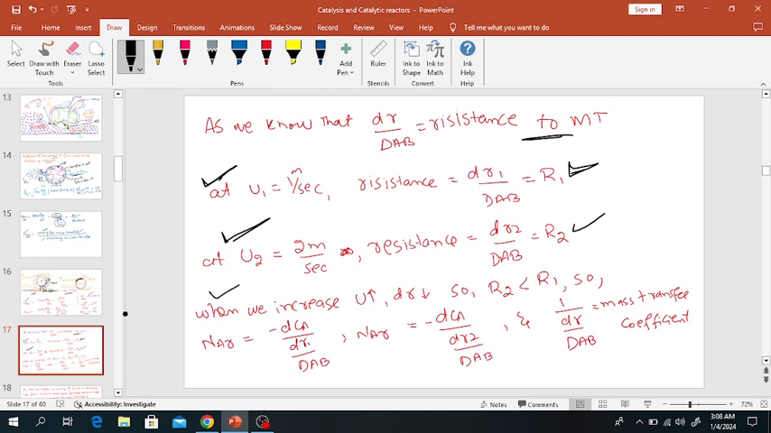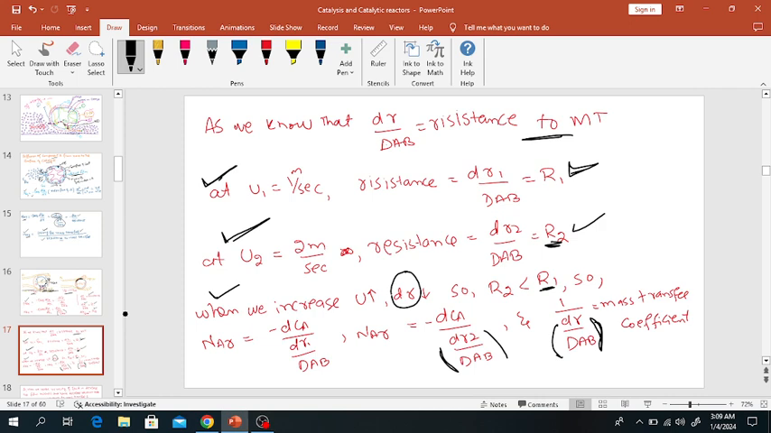So when we increase the velocity of the liquid, the thickness of the liquid film will decrease. When the thickness of the liquid film is decreased, then resistance to mass transfer will also decrease. So this r2 will be small as compared to r1. So flux in r direction of component A will be written as dCA divided by dr1 divided by DAB. And for case number 2, when the velocity of liquid is 2 meters per second, then resistance to mass transfer will be this one.